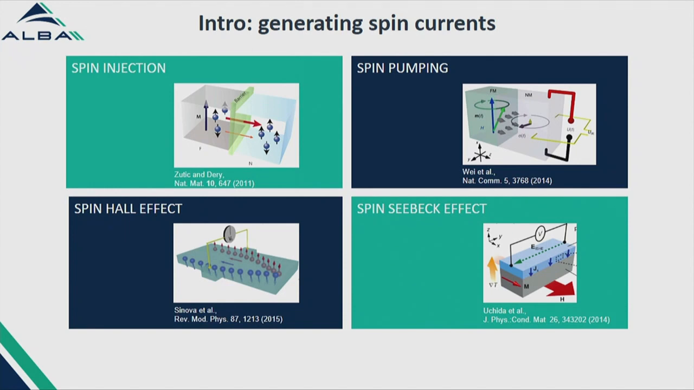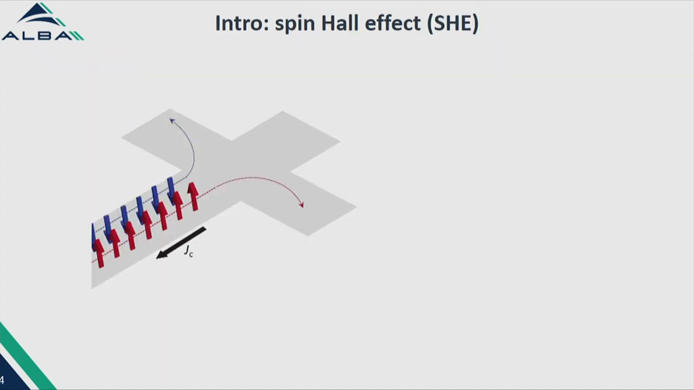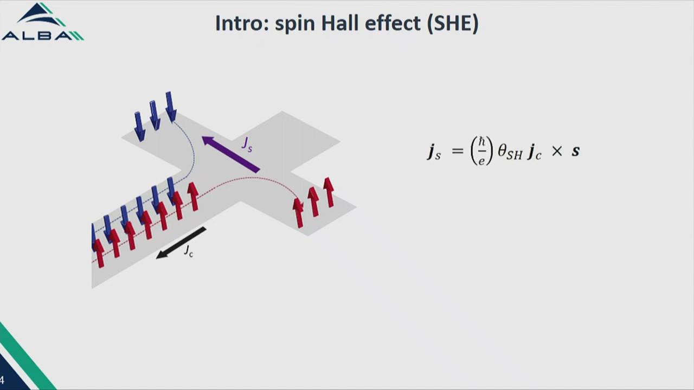And the inverse effect transforms them into charge currents, together with other common methods also, like spin injection from a ferromagnet, or spin pumping, again, exciting a ferromagnetic resonance in a ferromagnet coupled with another material. In the case of the spin Hall effect, we have a charge current going in one direction, and the spin accumulates in the perpendicular direction. This happens also in non-magnetic materials, but they need to have enough spin-orbit coupling, as we have heard already yesterday and this morning.